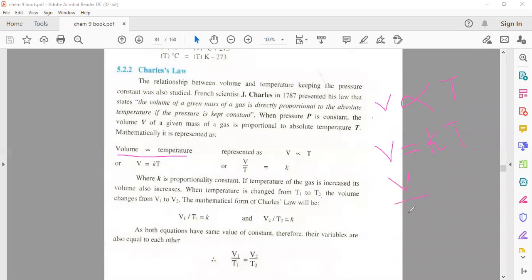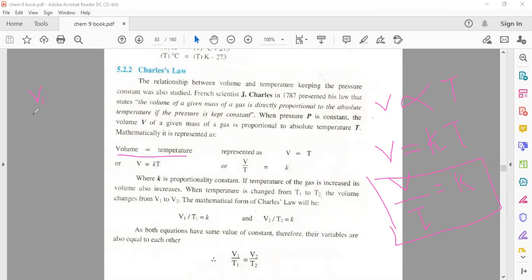V divided by T is equal to K. Temperature is in multiplication with the proportionality constant. On the other side of the equation, it will be in a division. So volume divided by temperature is equal to the proportionality constant.